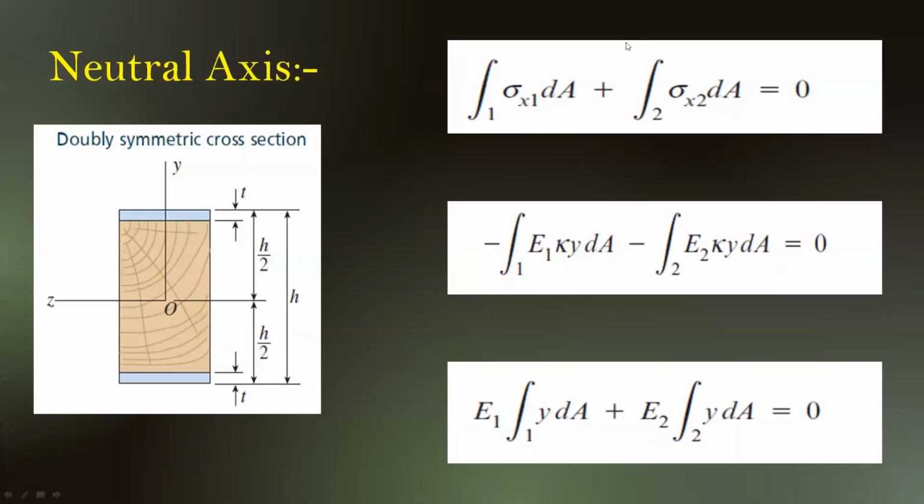If you look at this y dA, this is known as what we call the moment of inertia term. We can also write it in terms of the moment of inertia. But right now we can at least recall and memorize that this is what we use for the calculation of the neutral axis. So in the analysis of composite beams, the first and foremost step to be taken is the location of the neutral axis. We'll continue from it in the next class.